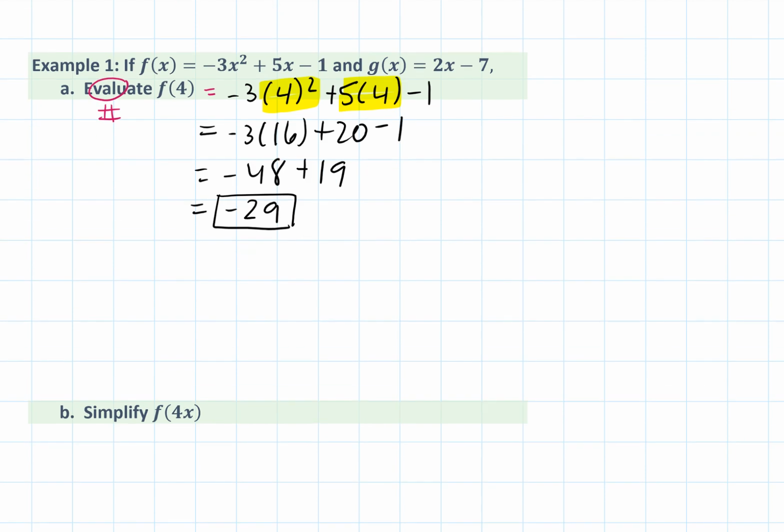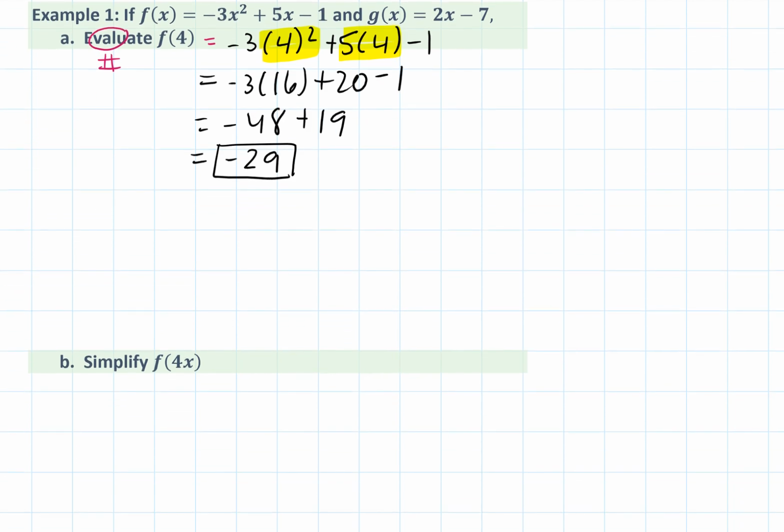In B, if we're asked to simplify f of 4x, this is a hint, right? Our answer isn't just going to be a value. If it's not just a number, it'll probably have variables in it. So this notation maybe looks weird, but essentially we're just substituting. But instead of substituting 4 into the function, we're substituting that entire expression for x.